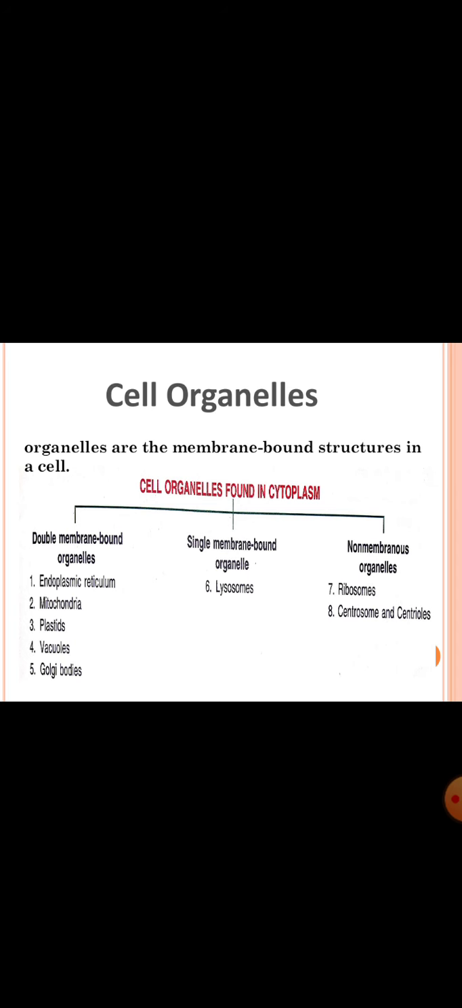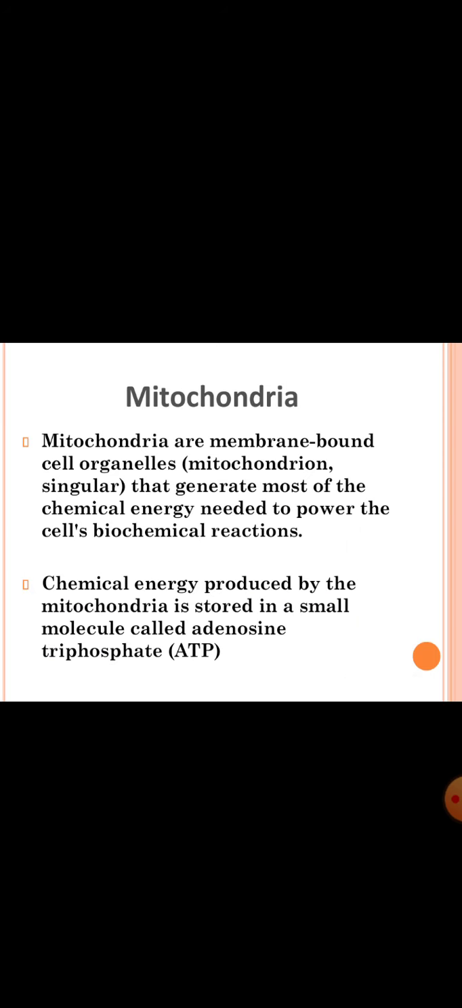Double membrane bound organelles are differentiated into 5 parts such as endoplasmic reticulum, mitochondria, plastids, vacuoles and Golgi bodies, while the single membrane bound organelle is lysosome, while non-membranous organelles are divided into 2 parts: ribosome and centrosome and centrioles. And we are going to discuss all these cell organelles one by one.